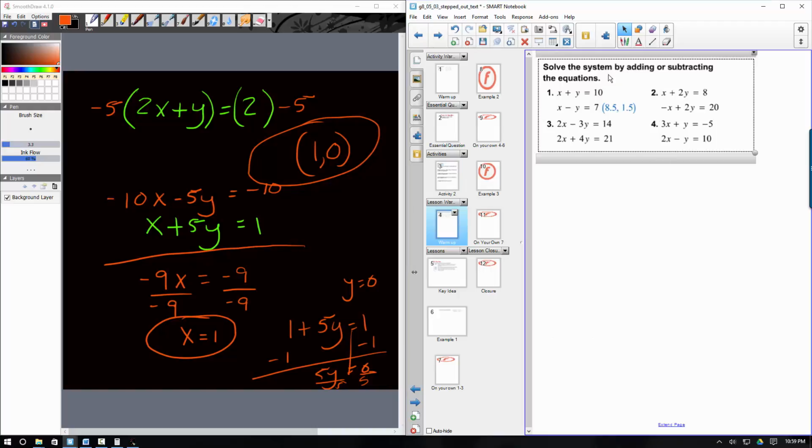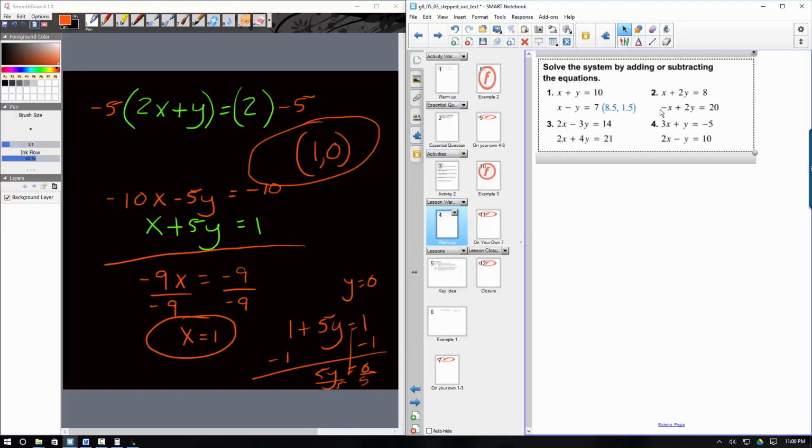We're now going to solve these systems by adding or subtracting the equations. Now these are actually set up to make it a little bit easier for you. If I look at number 1 first of all, I have my x and then this y will get rid of it, right? Because I have a positive y and a negative y, and I just add. And so then when I figure it out, I'll have 8.5 and 1.5.